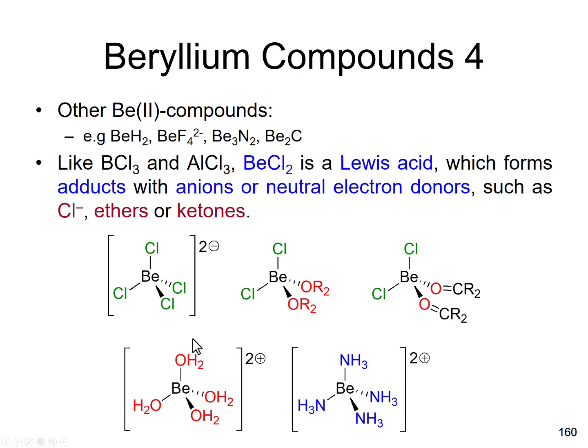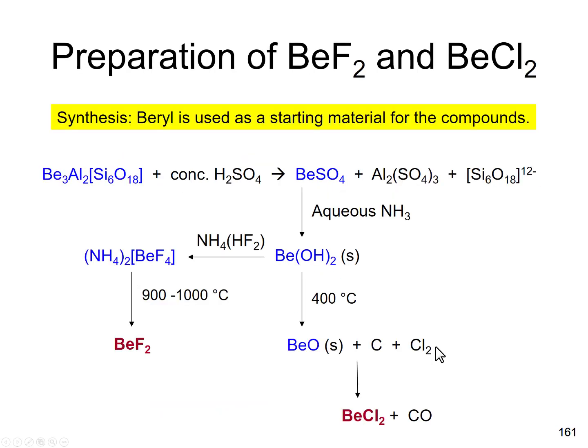And again, you have a tetrahedral arrangement of the water molecules around the central beryllium 2+ cation. Since water is a neutral molecule, you have a 2+ charge of this tetrahedral complex. Very similar, if you dissolve beryllium in ammonia, you get a tetrahedral amine species, and this species also has a 2+ charge. Previously, we mentioned that beryllium fluoride and beryllium chloride are obtained from beryl as a starting material.